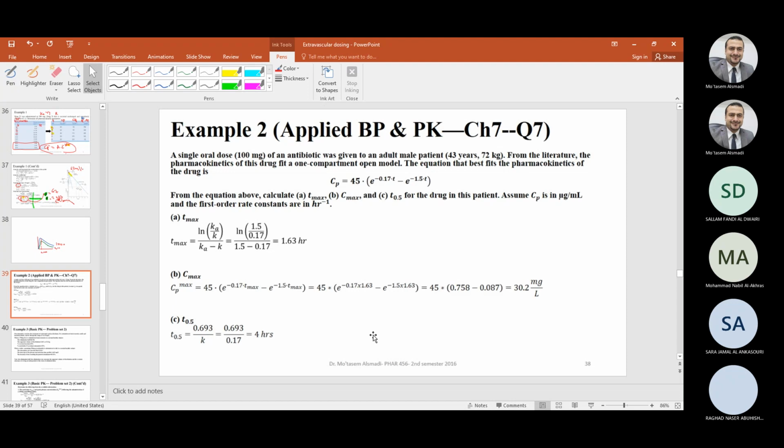A single oral dose of 100 milligrams of antibiotic was given to an adult male patient who is 43 years old and 72 kilograms. From the literature, the pharmacokinetics of this drug fit a one-compartment open model.